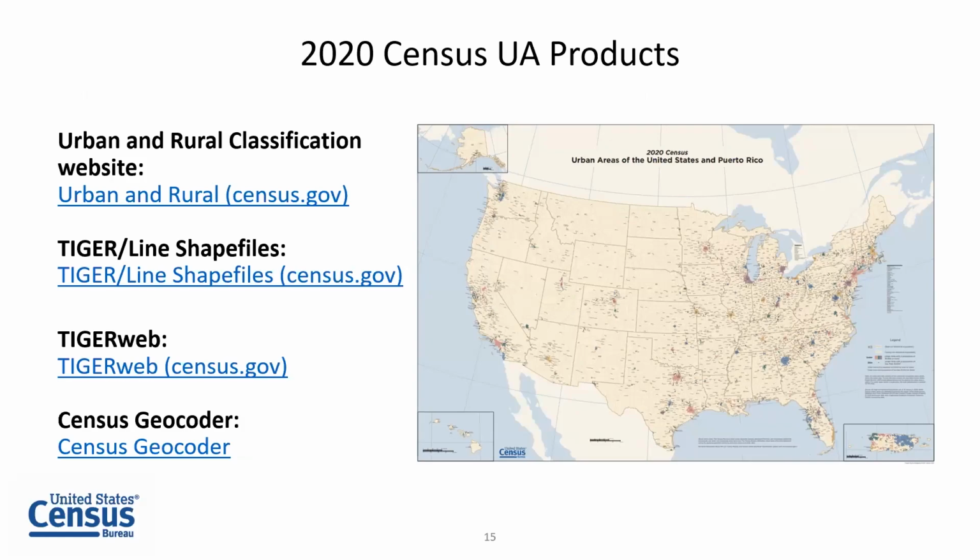And we provide the urban and rural classifications in tabular format. We provide TIGER/Line shapefiles of the urban areas, and we also have TigerWeb, which provides REST and map services. TigerWeb is an online application that you can view, but from TigerWeb you can also access REST services and WMS services to pull into your own mapping software.